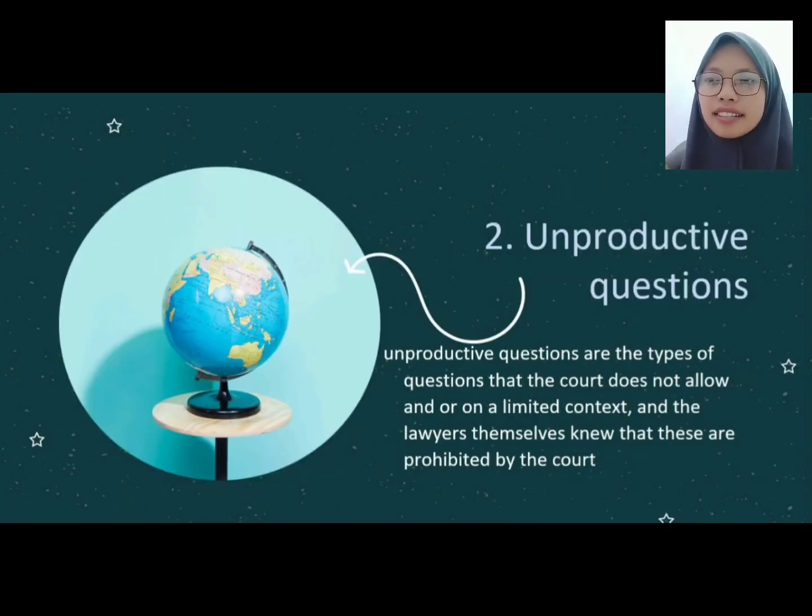And the second is unproductive questions. Unproductive questions are the types of questions that the court does not allow or allows only in a limited context, and the lawyers themselves knew that these are prohibited by the court.